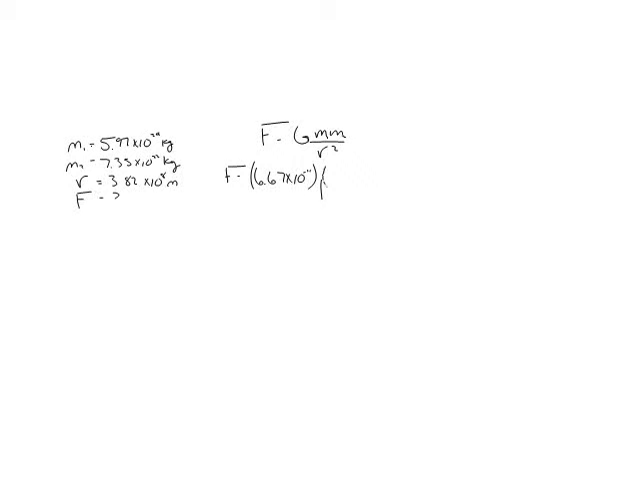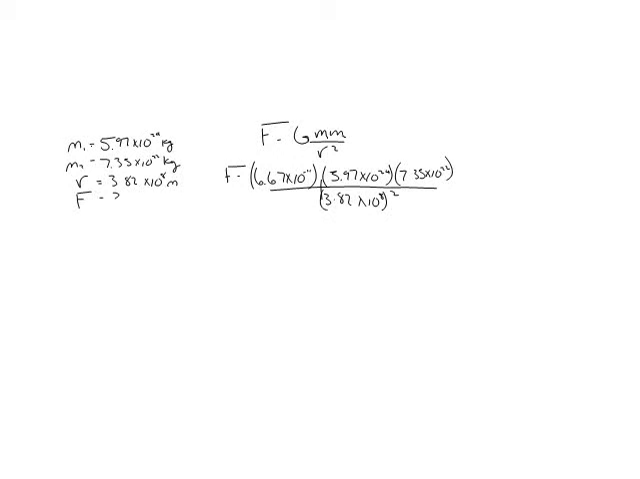Times mass 1, 5.97 times 10 to the 24, times 7.35 times 10 to the 22, over... These are all such big numbers. Wait, the G is over 3.82. Yeah, it doesn't matter because it's multiplied, so you can write it either way. I'm just showing you both ways. You can write it just the M1 M2 over R squared. That's just the equation. It's multiplied and divided, so it doesn't matter what order you do it in. 3.82 times 10 to the 8 squared.